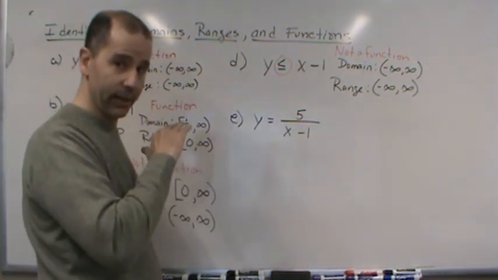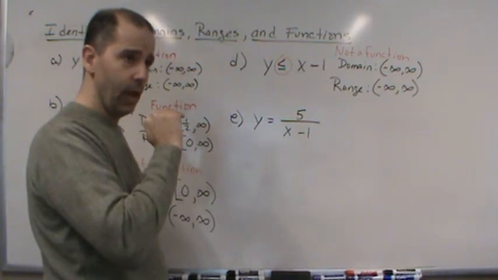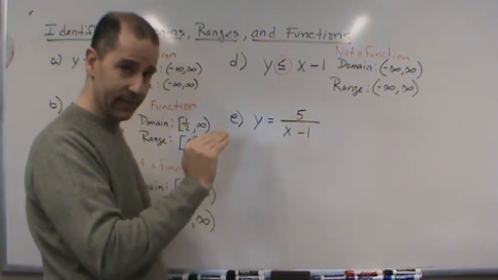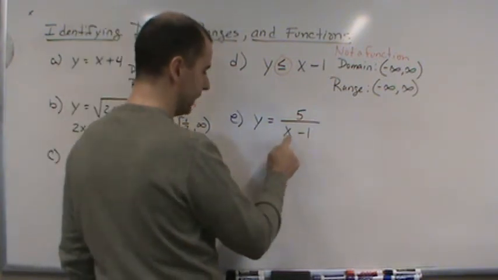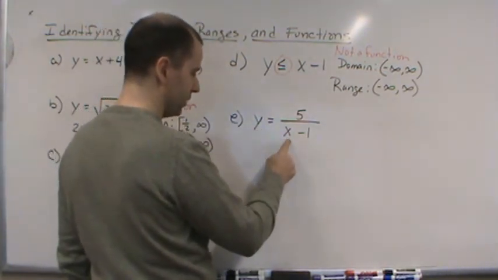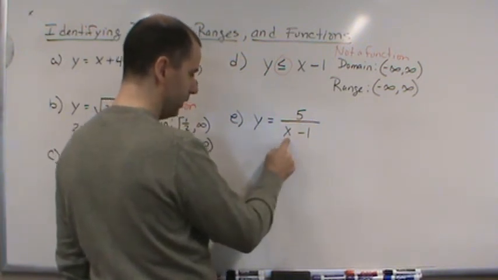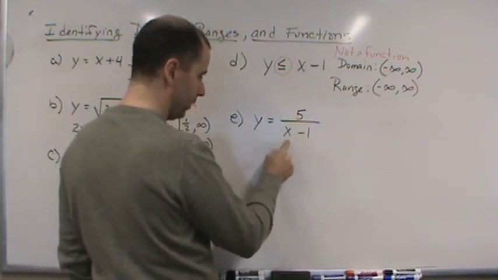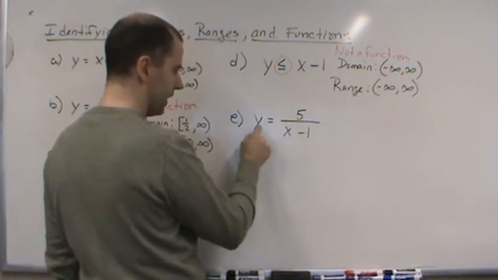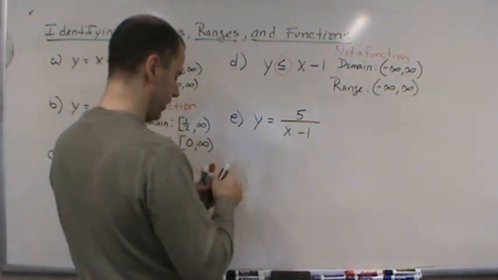In other words, I want to make sure that I don't get more than one value of y. That's the ticket. So if I stick in 2 here, do I get exactly one value of y? And the answer is yes, because if I stick in 2 here, y is 5. If I stick 3 in here, I get 5 halves. If I stick 4 in here, I get 5 thirds, and so on. So there is only one y value for every x value that I stick in here. So this is a function.